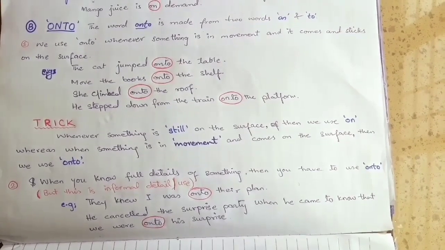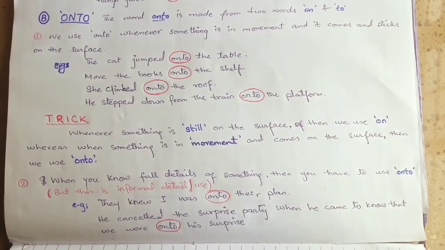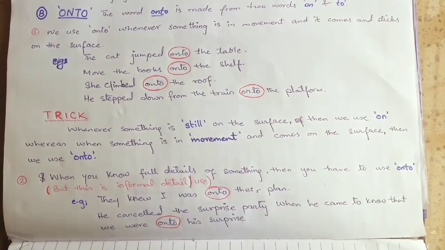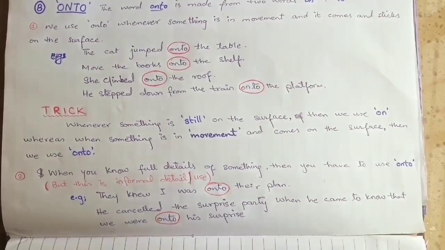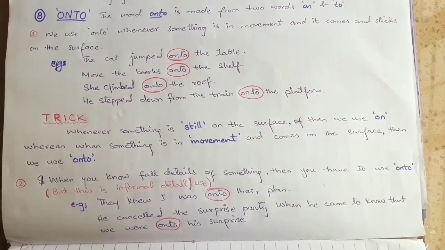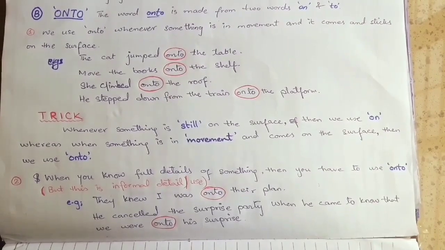Let's get back towards a brief summary of onto. Number one, onto is used whenever something is in movement and it comes and sticks on the surface. And secondly, when you know the full details of something, then you have to use the word onto. So basically, onto has two usages where you have to use this word.